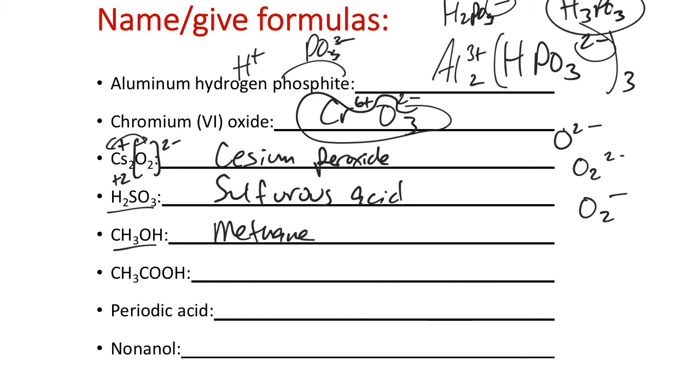Methane, CH4, replace an H with an OH, that is methanol. So that would be methanol. Yep, so it would be methanol. So my thought is methane, CH4, and then when you have the alcohol of it, you replace the E ending with an OL. Yeah. What's this one?